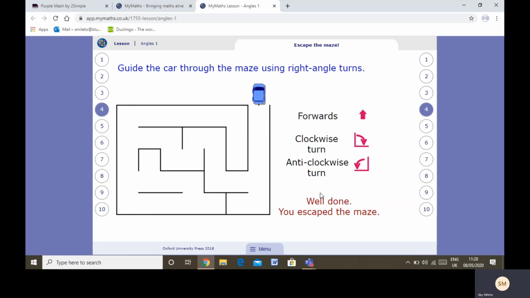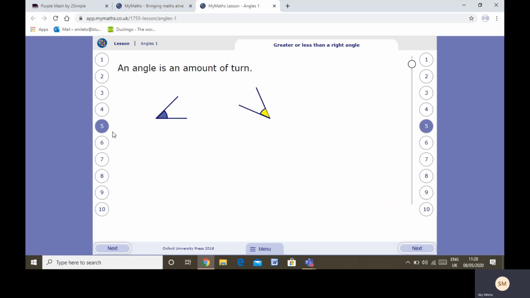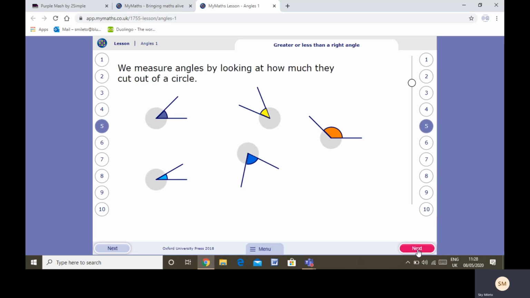All the way through the maze. And all of those turns were right angle turns. However, sometimes something might turn less than a right angle or more than a right angle. We don't just have right angles in the world. We have ones which are smaller than a right angle and ones which are larger than a right angle, and we need to learn about these too.